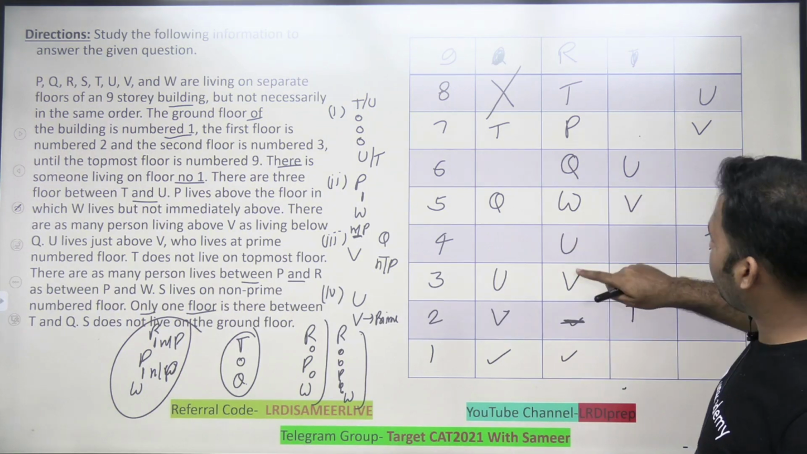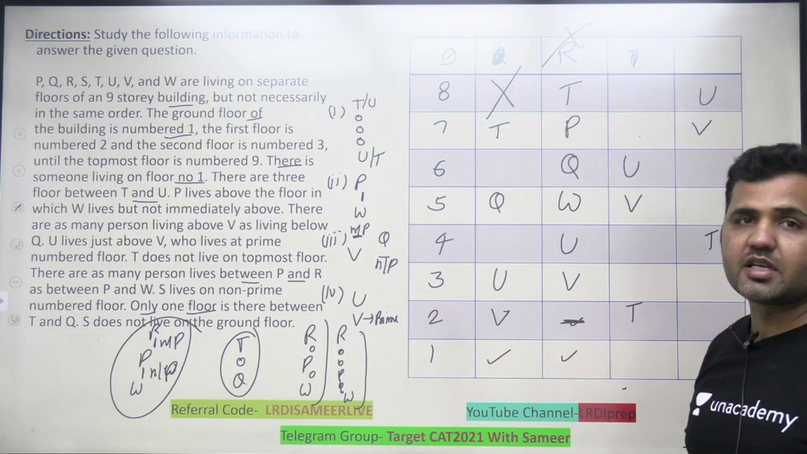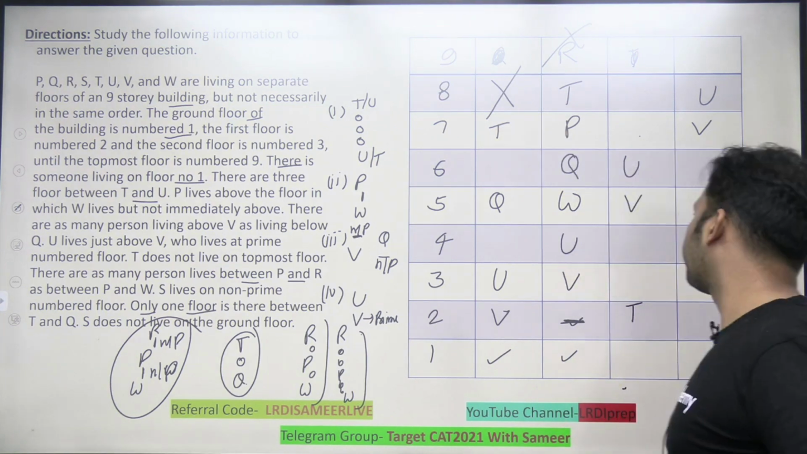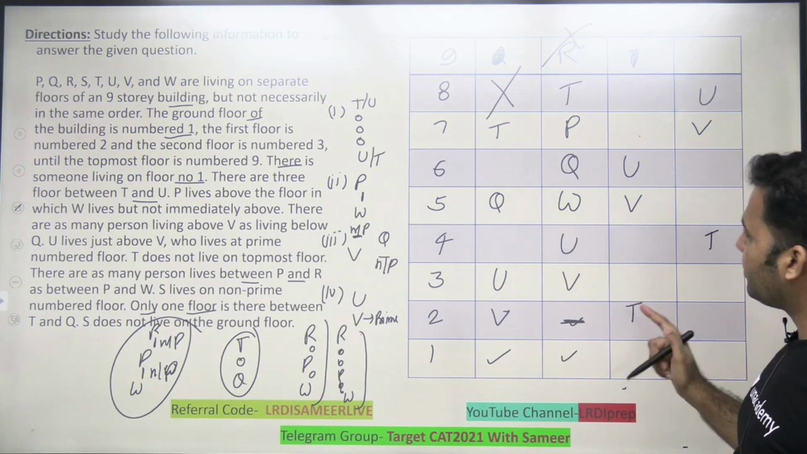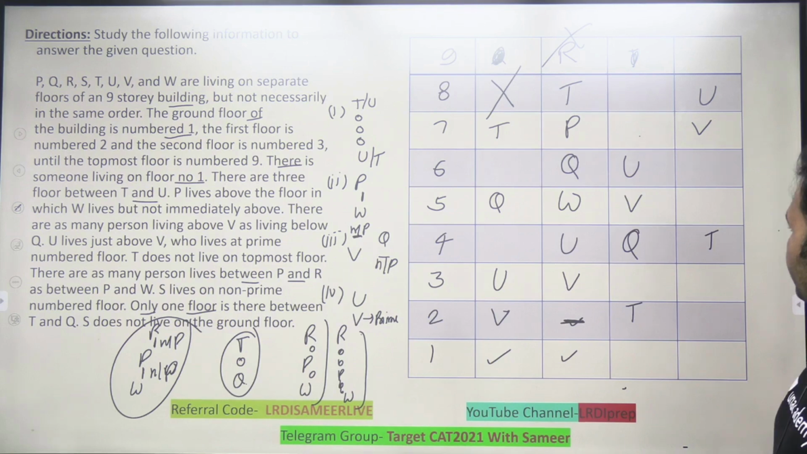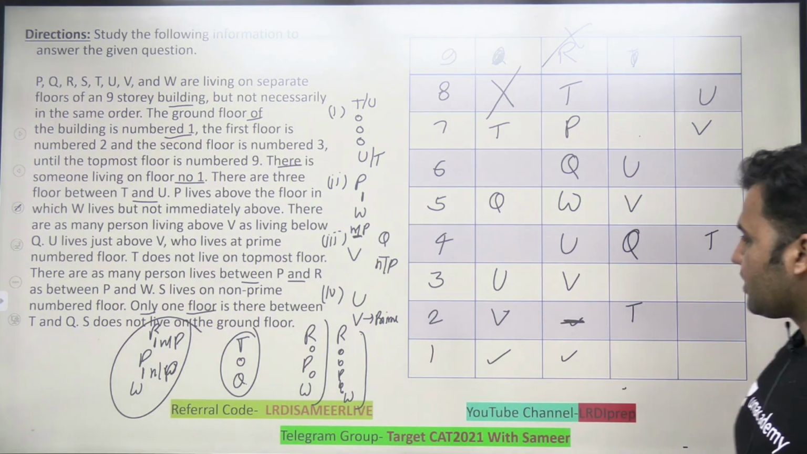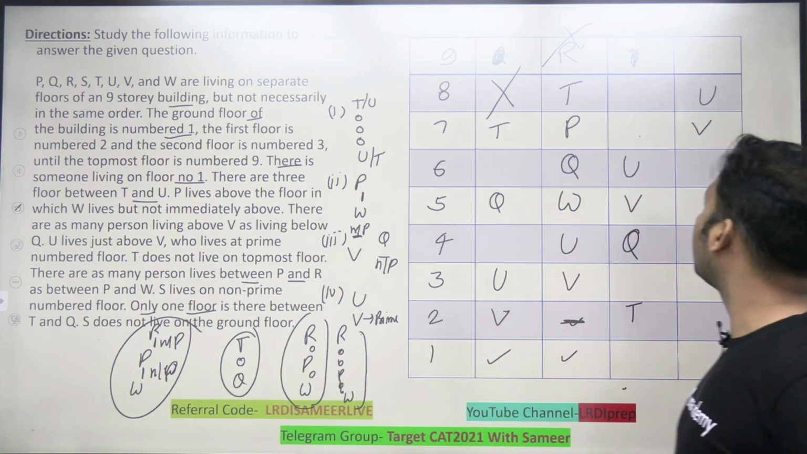And the number of people above V would be 1, 2, 3, 4, 5, and 6. So this case is eliminated. This cannot work, right? Then you go to this case. Now to maintain a gap of 1 floor between T and Q, Q can come over here only. Now you can straight away see: is it possible to position R, P, and W in this way or this way, right?